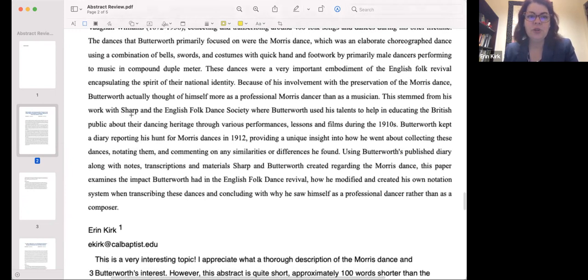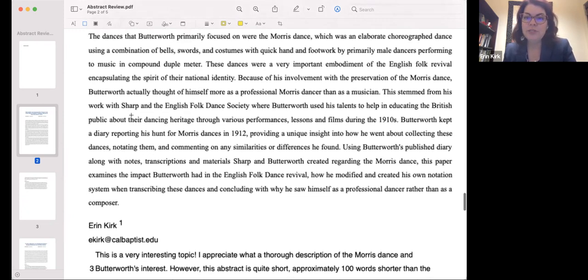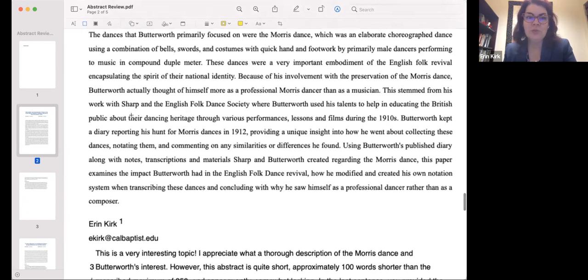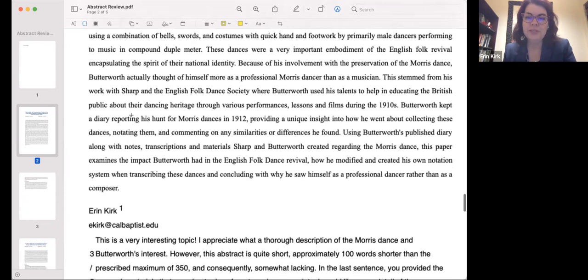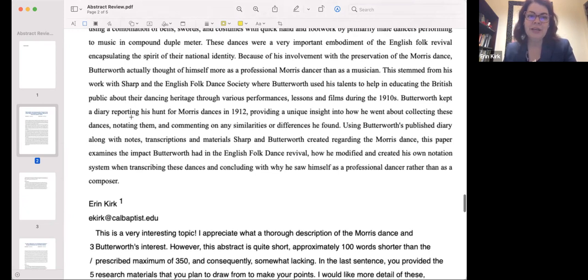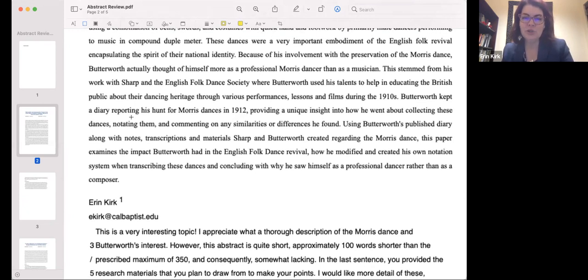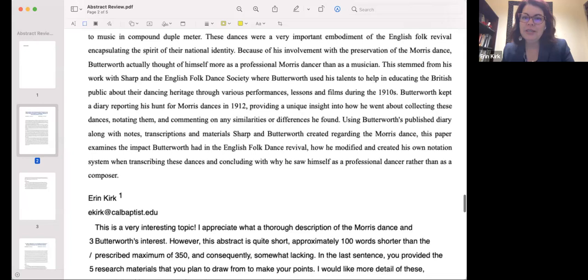This stemmed from his work with Sharp and the English Folk Dance Society, where Butterworth used his talents to help in educating the British public about their dancing heritage through various performances, lessons, and films during the 1910s. Butterworth kept a diary reporting his hunt for Morris dances in 1912, providing a unique insight into how he went about collecting these dances, notating them and commenting on any similarities or differences he found.